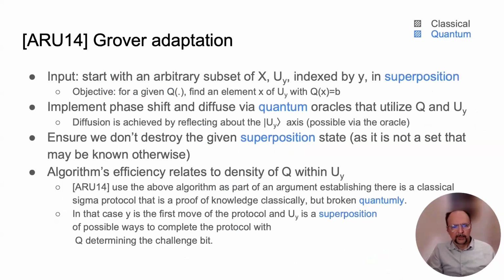So what is the Grover adaptation that's happening in the Ambainis, Rosmanis, and Unruh work? They start with an arbitrary subset of the space we're interested in. That's the important departure from Grover. So we don't have a superposition of everything, but a superposition of something that can be secret. And our objective is to find an element that matches a given predicate Q.